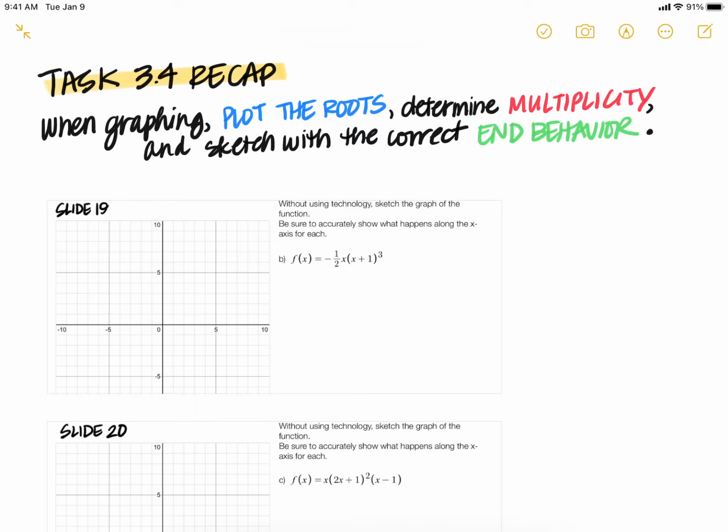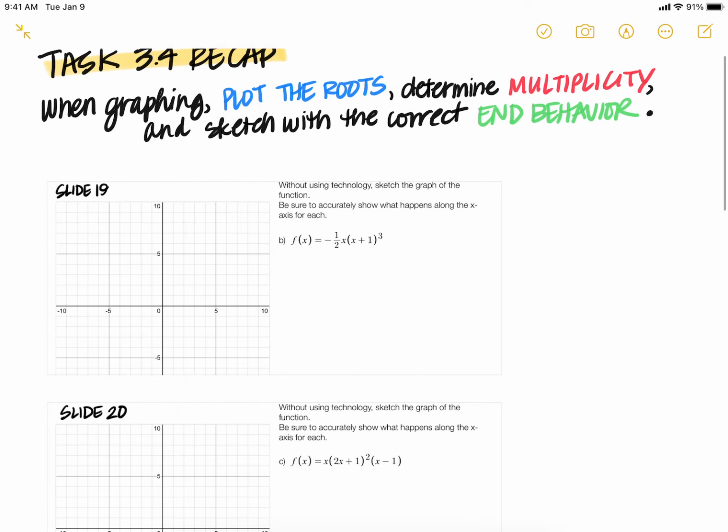Okay, so let's quickly look through task 3.4. Slides 19 and 20 were opportunities to graph. And the way we graph is by starting by plotting the roots, determining the multiplicity, which is a new word, so we'll talk about that in just a sec. And then sketching the correct end behavior. So we're kind of putting all the pieces together, guys.